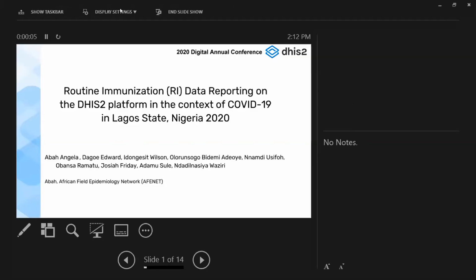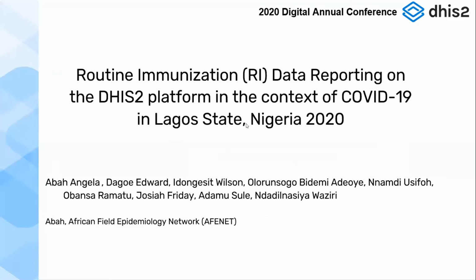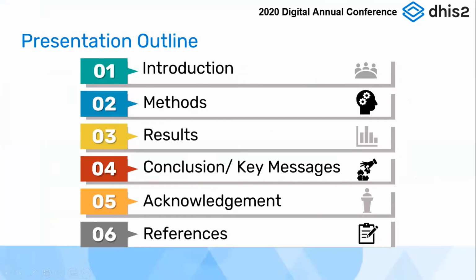This presentation looks at routine immunization data reporting on DHIS2 in the context of COVID-19 in Lagos State, Nigeria. This is the outline for the presentation: we look at the introduction, methods, our findings and results, key messages, acknowledgement, and references.